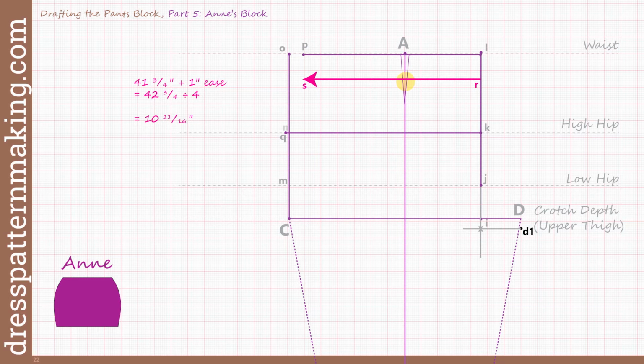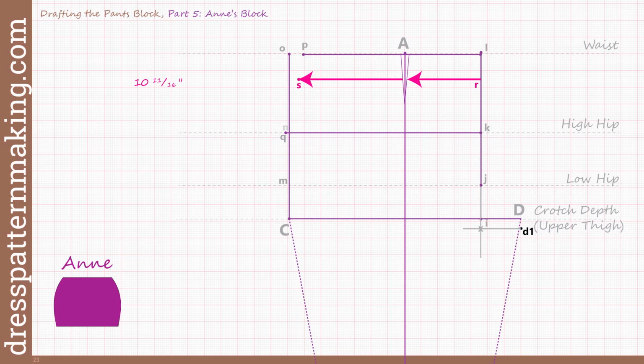However, note that this crosses the dart, and that dart amount should not be included as it will be closed when the dart is sewn. Therefore, I need to actually measure to the dart, stop measuring, start measuring from the other side of it, and then mark point S.